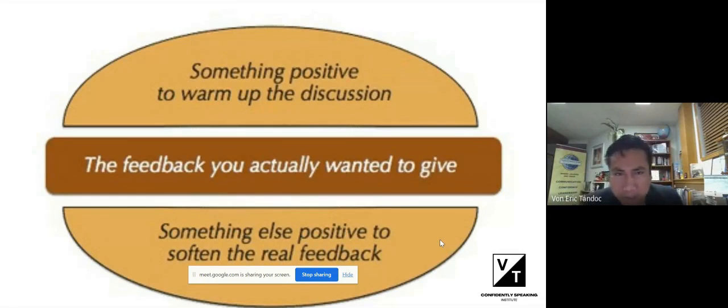To wrap up that aspect of the feedback sandwich method, imagine this illustration again. You start with something positive to warm up the discussion. In the middle portion, what is the middle portion of a sandwich or burger, right? The patty, the lettuce, the tomato, the sauce, the ketchup, the mustard, right? That is in the middle. And imagine that is the feedback you actually wanted to give.